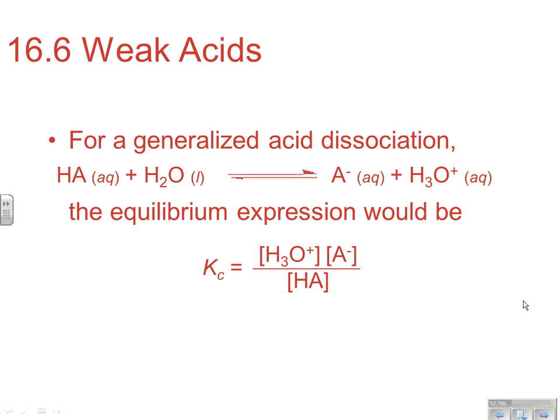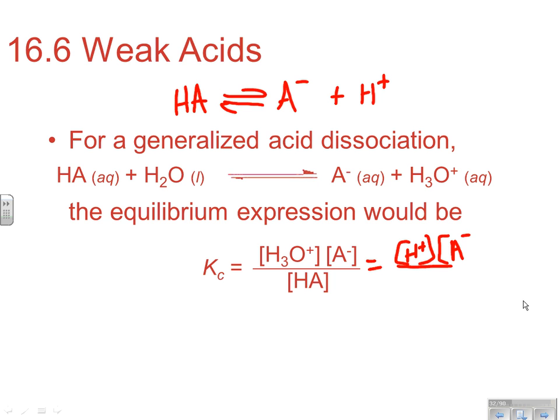Now, another way to write this, which is a little bit shorter but fundamentally the same thing, would be to say HA dissociates into A- and H+. Fundamentally the exact same idea between the two, and they're really used interchangeably. So down here for the Kc expression, you could also write this as the concentration of H+ times the concentration of A- over HA. So this is a generalized formula for pretty much any weak acid dissociation.